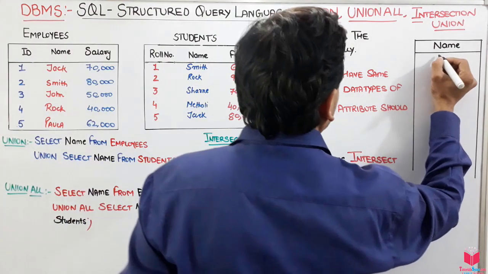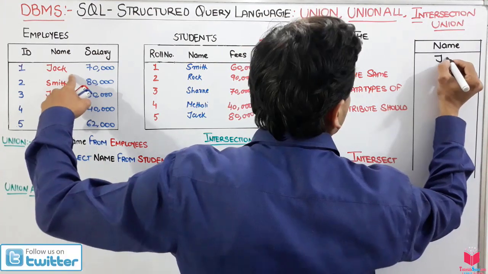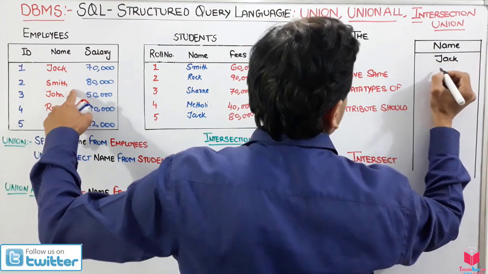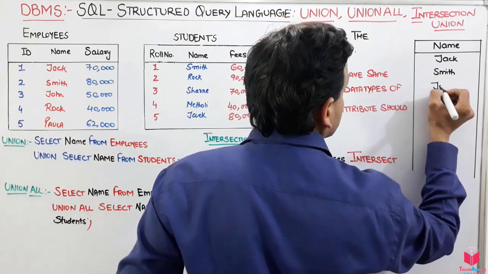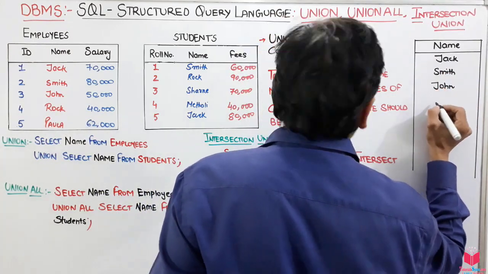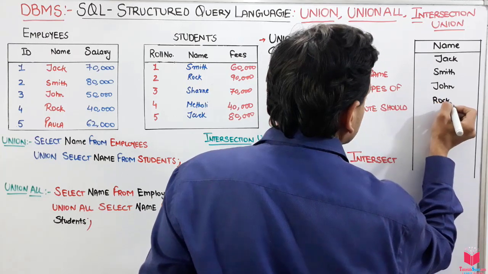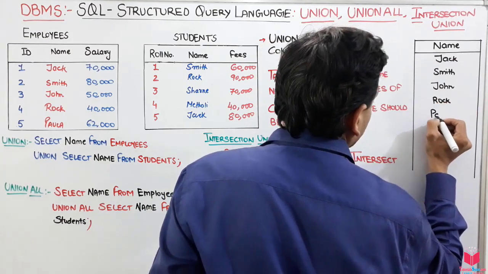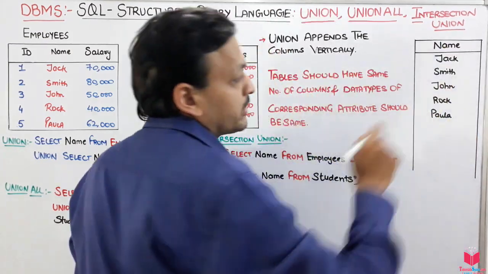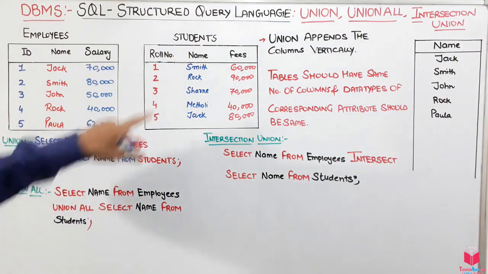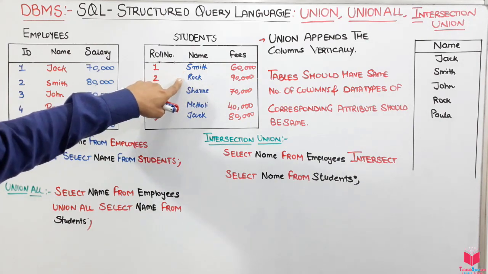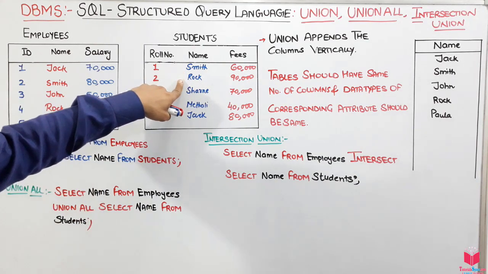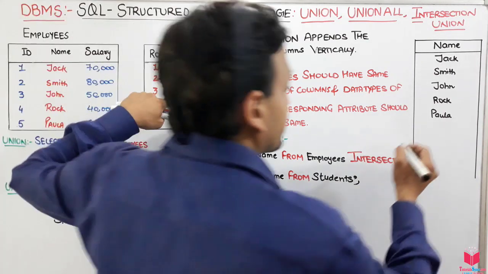Let's see. First of all, we have Jack. Okay guys, after that Smith, after that John, after that Rock, after that Paula. There is no repeated value so far. Now Smith already exists, so we will not write Smith. Rock already exists, we will not write Rock. Shane, we will write Shane.